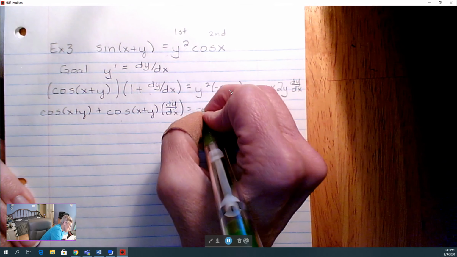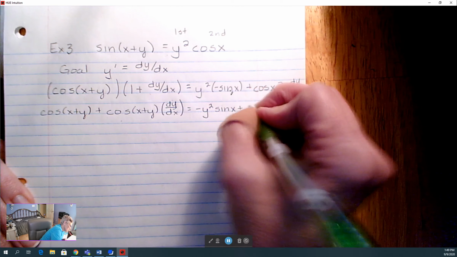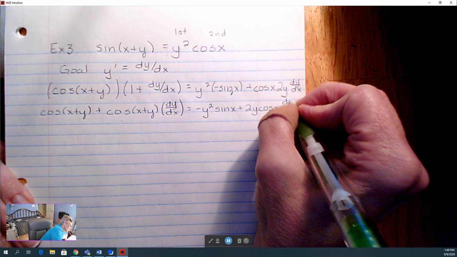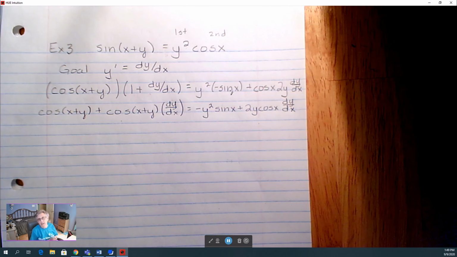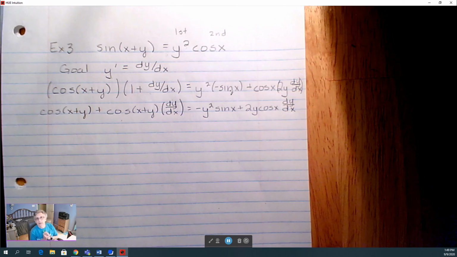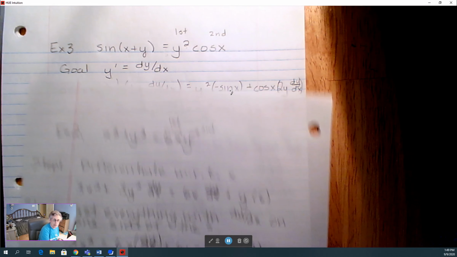Let's put the negative sign in front, so I have negative y squared sine x plus 2y cosine x dy dx. I just like putting that 2y in front there because it makes it very, very clear that I'm only taking the cosine of x. I'm not taking the cosine of x times 2y. Okay. So we've done step 1, differentiate with respect to x.